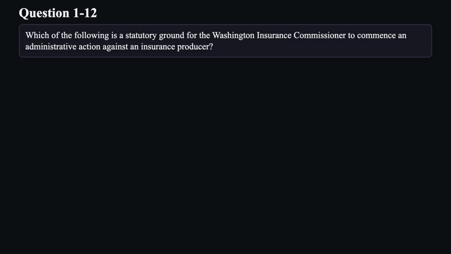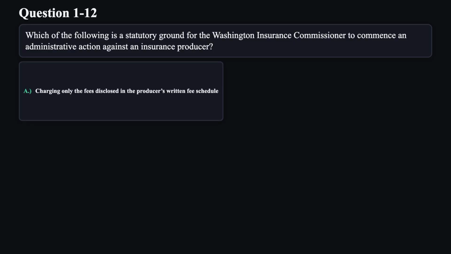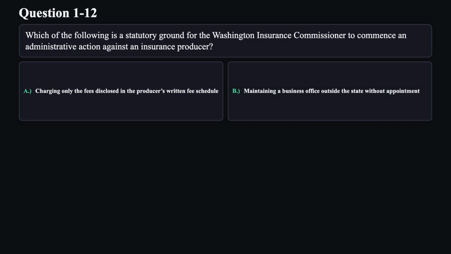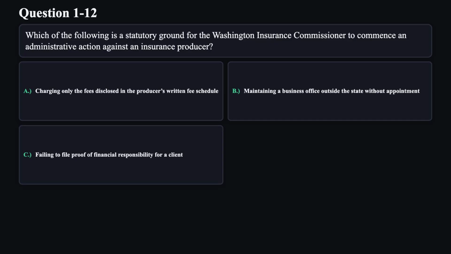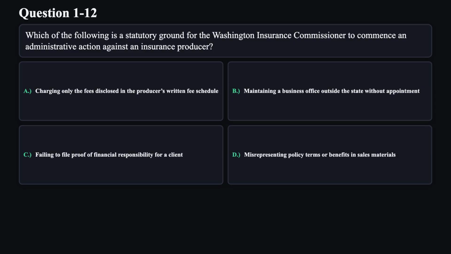Question 12. Which of the following is a statutory ground for the Washington Insurance Commissioner to commence an administrative action against an insurance producer? A. Charging only the fees disclosed in the producer's written fee schedule. B. Maintaining a business office outside the state without appointment. C. Failing to file proof of financial responsibility for a client. D. Misrepresenting policy terms or benefits in sales materials.